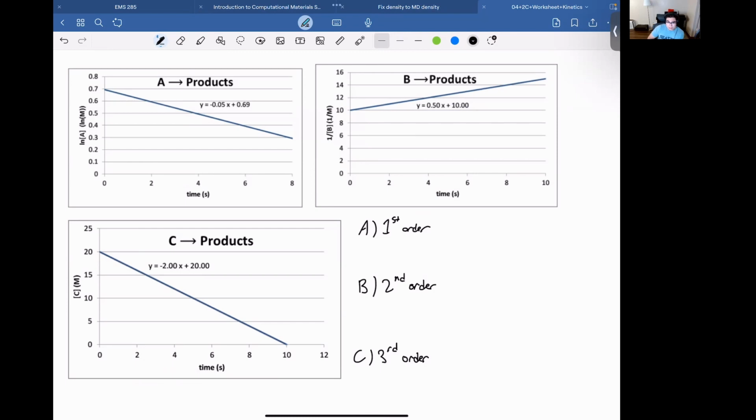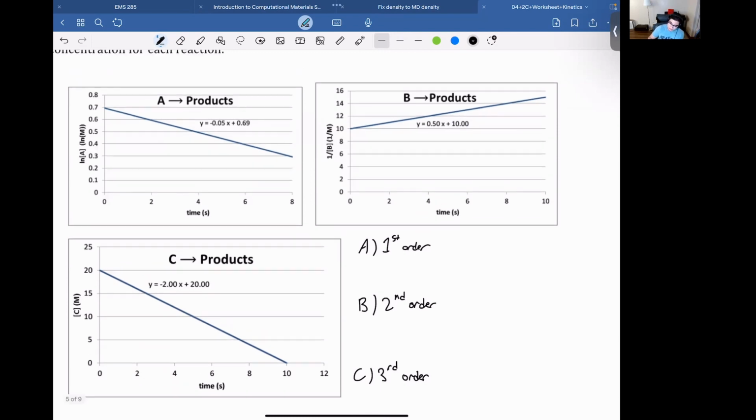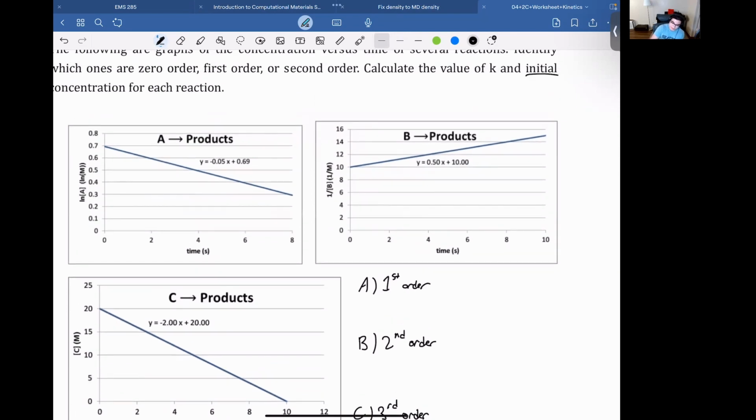Now they want us to solve for the initial concentration. So when you're solving for the initial concentration, this is when T equals 0, right? So what we can do in this case is, T is equal to X, it's just on the X-axis. So we're going to plug in 0 for X. Now, this is not just that cut and dry.